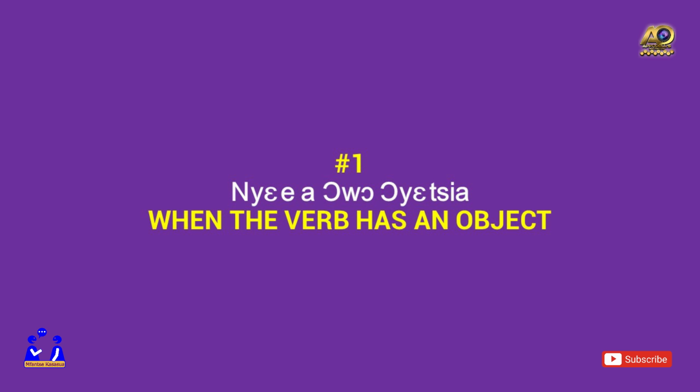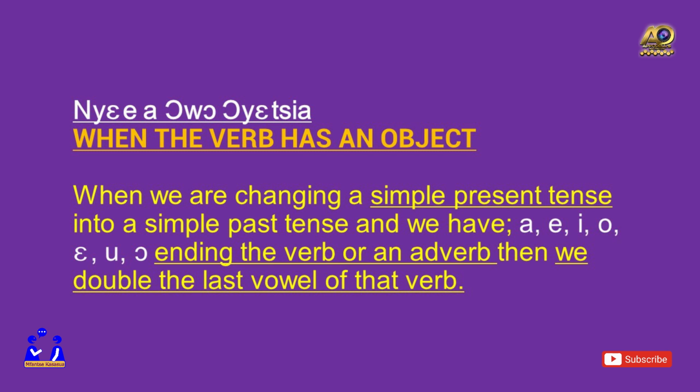In Fante, we say, Inye a owo oyetia. When we are changing a simple present tense into a simple past tense, and we have these vowels, that is a, e, o, e, u, and o, ending the verb or an adverb, then what we do is we double the last vowel of that verb or adverb. Okay, let's have some examples here.